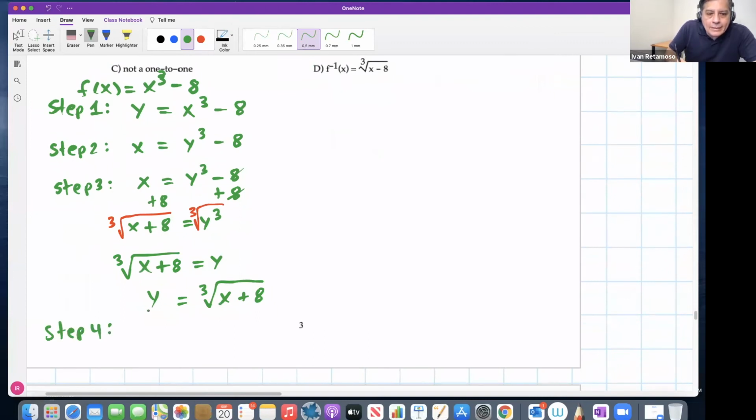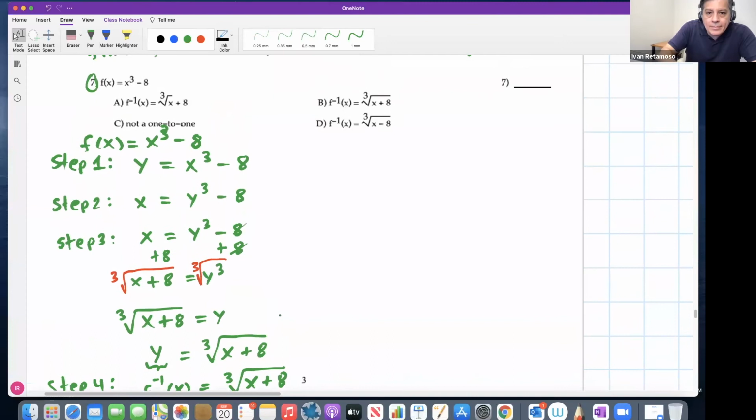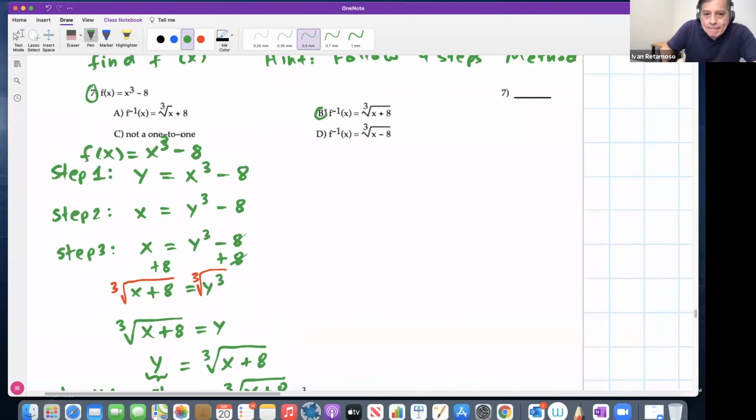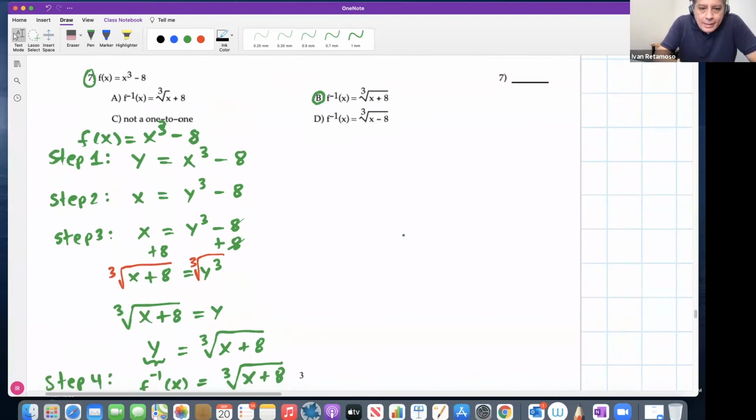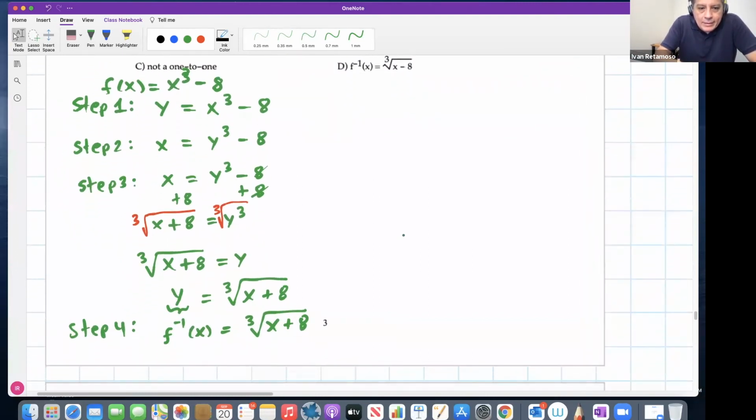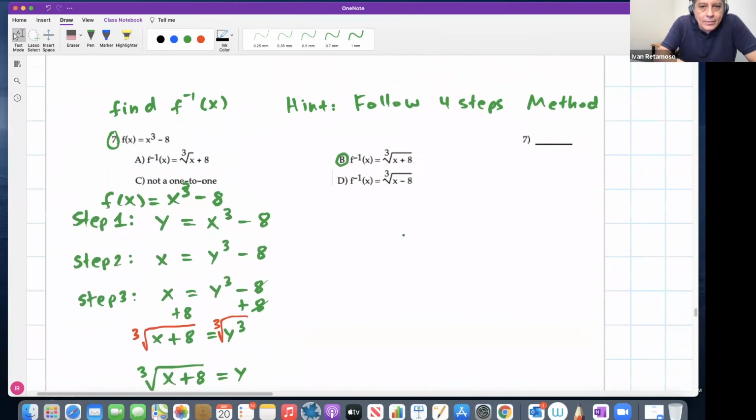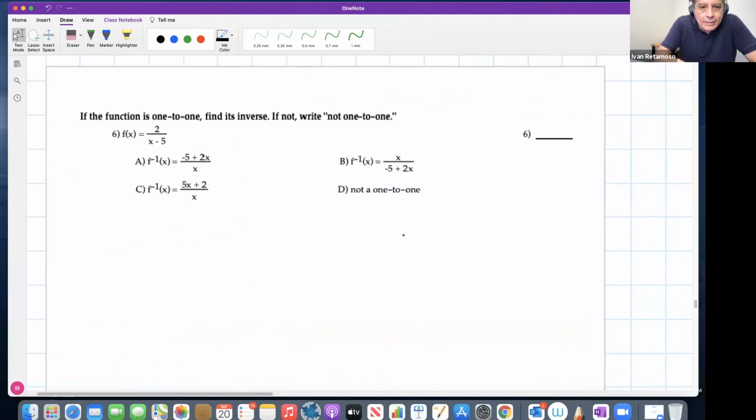Step 4 says simply substitute this y with f inverse of x, right? This is your inverse function, right? So cube root of x plus 8. Cube root of x plus 8. So this is it, right? You follow, guys? Any questions? As usual, let me know. Great. So this was a nice exercise. Now let's go over the other form so you can master this.